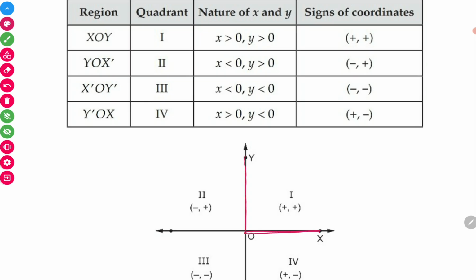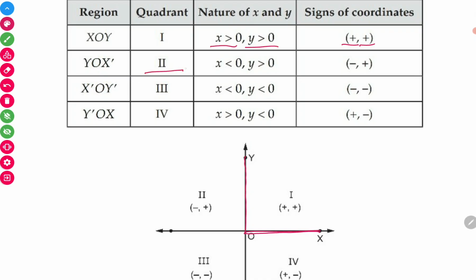XOY is the first quadrant, and in this quadrant both the numbers are positive, meaning greater than 0. Negative numbers are less than 0. You have already studied this in your integer chapters. So x is greater than 0, y is greater than 0.